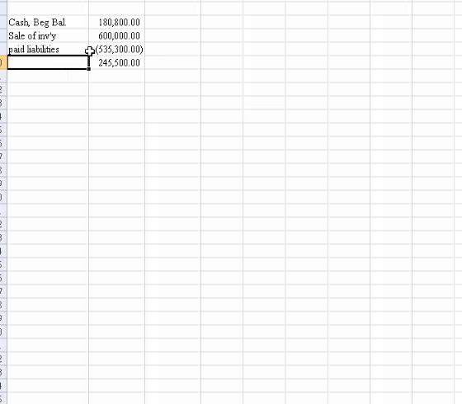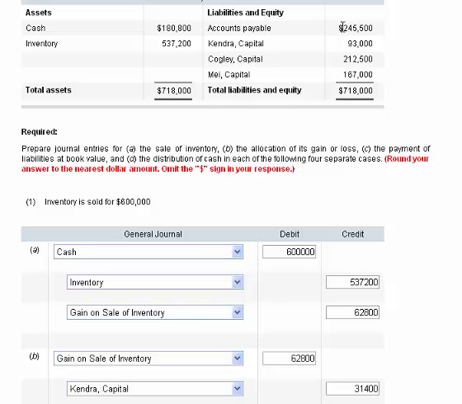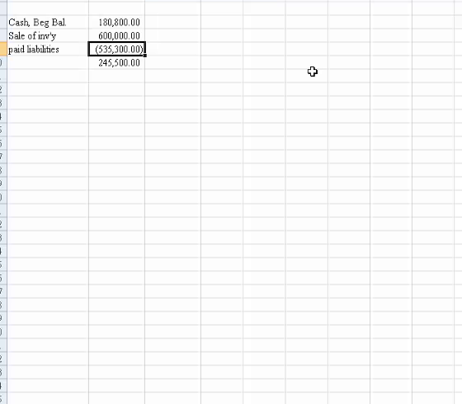Oh, I'm sorry. I get my numbers reversed. We paid for our liabilities, which were equal to the 245,500. Let me shoot back and make sure. Yeah, there's the 245,500. Sorry, getting reversed, everybody. Okay, and then the balance remaining becomes 535,300.